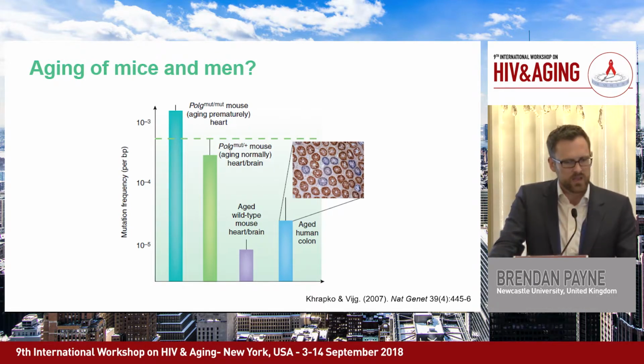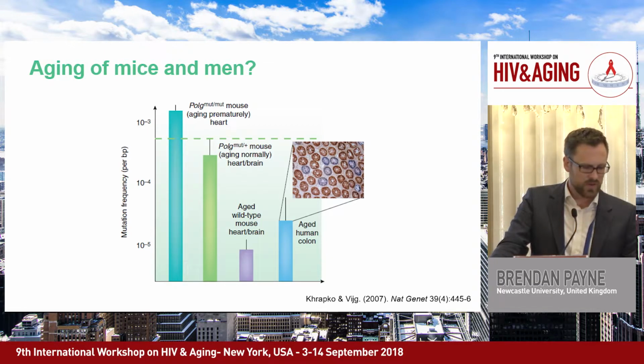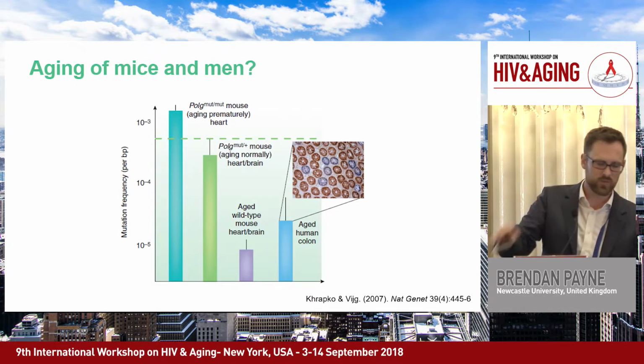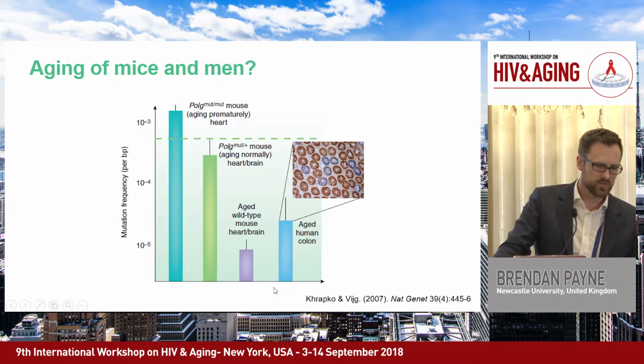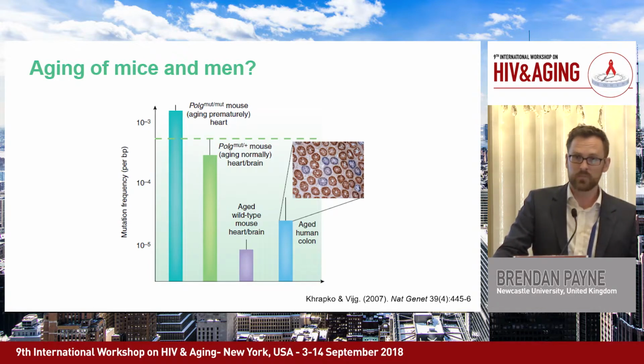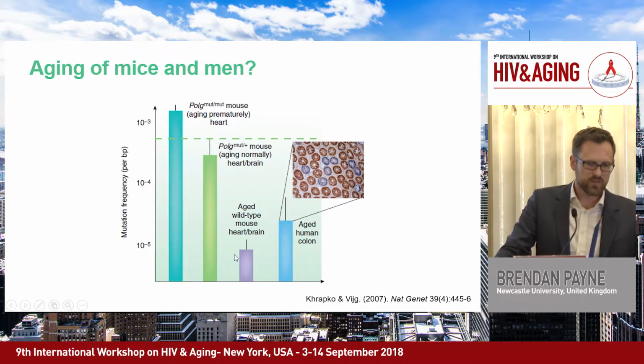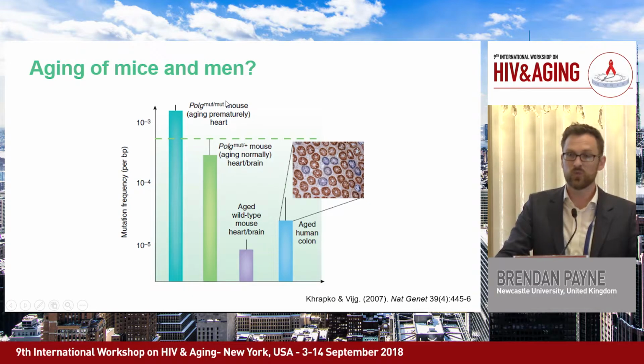So if you look at, first of all, the turquoise bar here, this is the total burden of mutations in this mouse model, and as you can see, it's sky high. If you compare that to the burden of mutations in an aged human, this is colon, but it doesn't really matter, in the blue, you can see that's a lot lower. And then in contrast, if you look at the green, that's the heterozygous mouse, which has an intermediate amount of mutations, but appears to age normally.